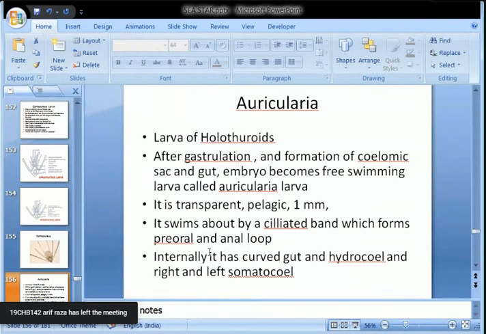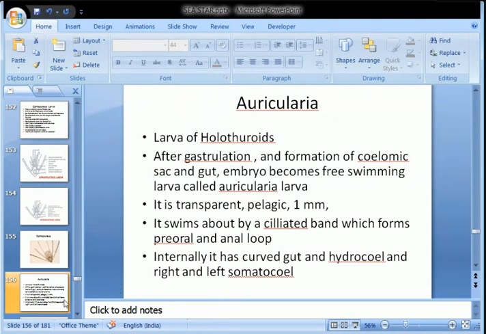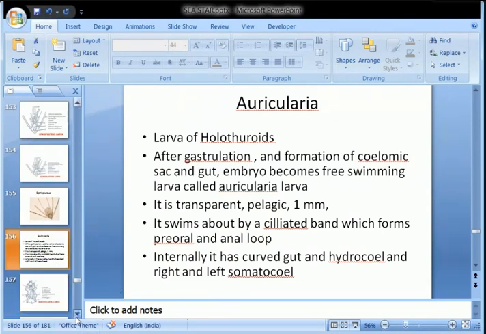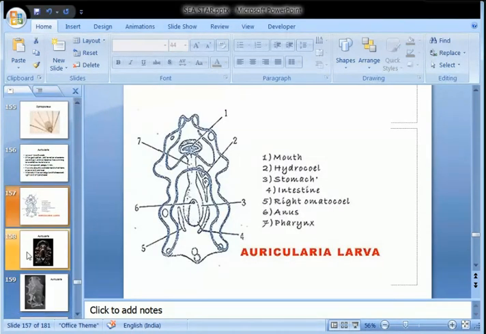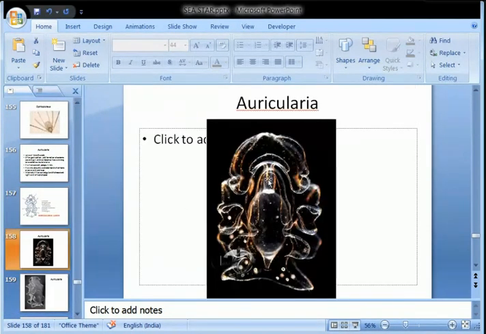So it swims about by a ciliated band which forms these loops. Internally it has a curved gut and the hydrocoel and left and right somatocoels. So this is the structure we were talking about. Here you see a beautiful picture of this larva, the auricularia larva.